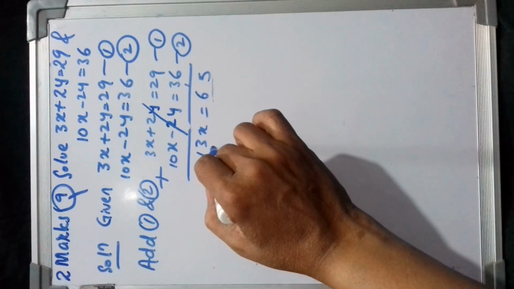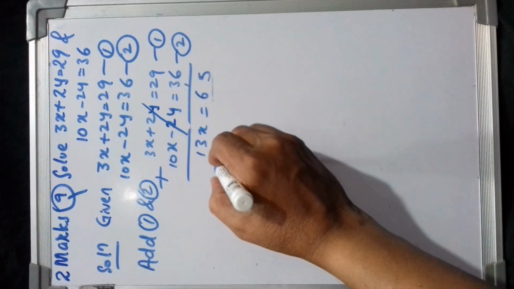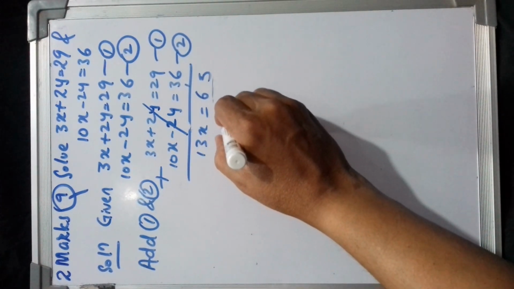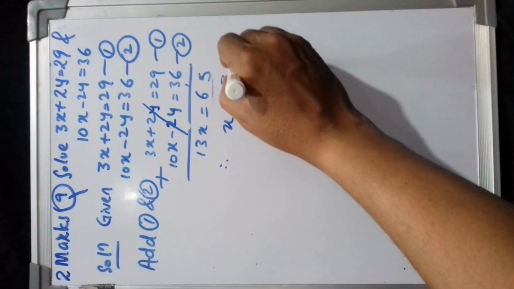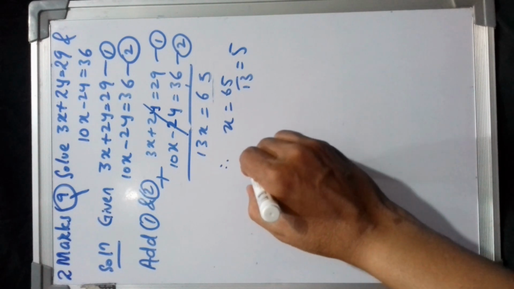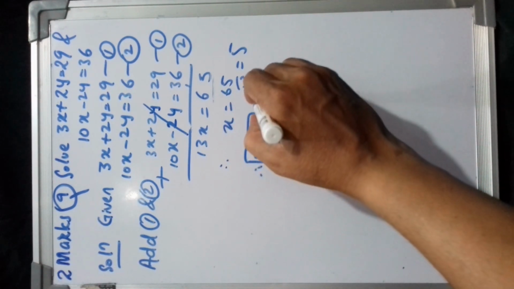We have to add 1 and 2. So 3x plus 2y is equal to 29, 10x minus 2y is equal to 36, plus 2y and minus 2y will get cancelled. So 3x plus 10x is 13x, and 29 plus 36 is equal to 65. Therefore x is equal to 65 upon 13. 13 times 5 is 65. Therefore x is equal to 5.